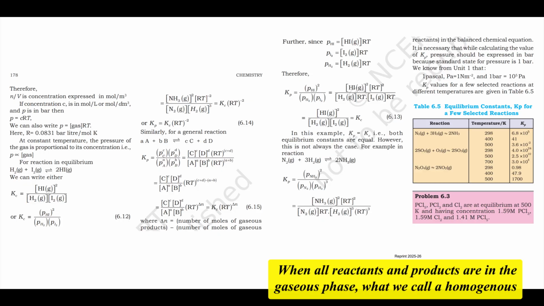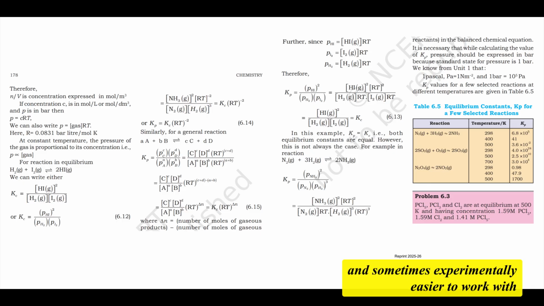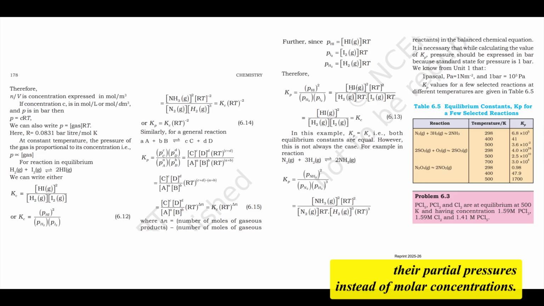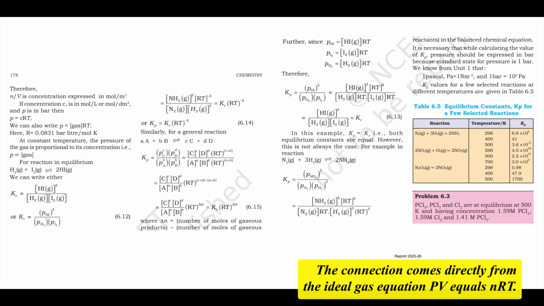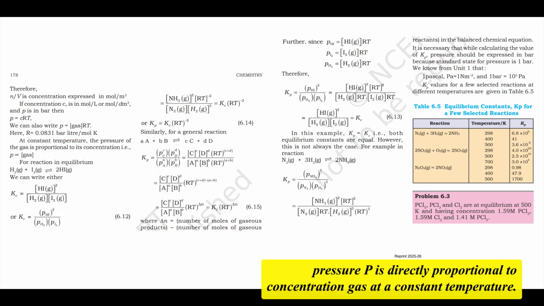When all reactants and products are in the gaseous phase, what we call a homogeneous gaseous equilibrium, it's often more convenient and sometimes experimentally easier to work with their partial pressures instead of molar concentrations. The connection comes directly from the ideal gas equation, PV equals nRT. If you rearrange it, you get P equals (n/V)RT. Since n/V is just molar concentration, you can see that partial pressure, P, is directly proportional to concentration for a gas at a constant temperature.